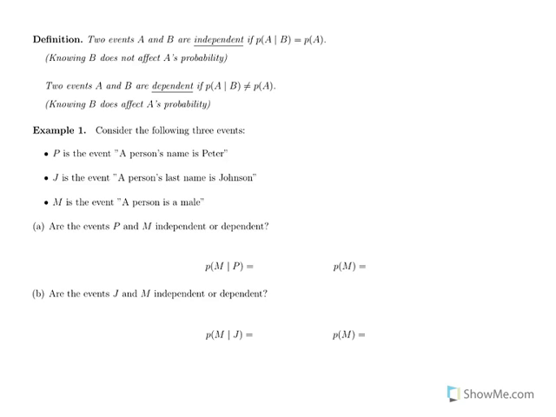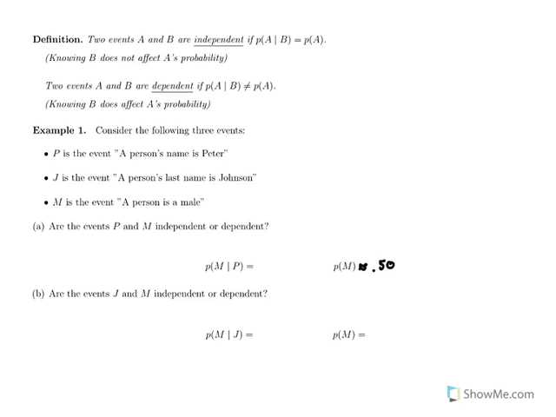So to look at this, we're going to look at the definition, and we're going to look at the conditional probability, the probability of M given P, and the probability of M, and see if they are equal or not equal. So let's think about these probabilities. First of all, the probability that a person is a male is about 50%. We're going to say about 50% of people are males, 50% are females.